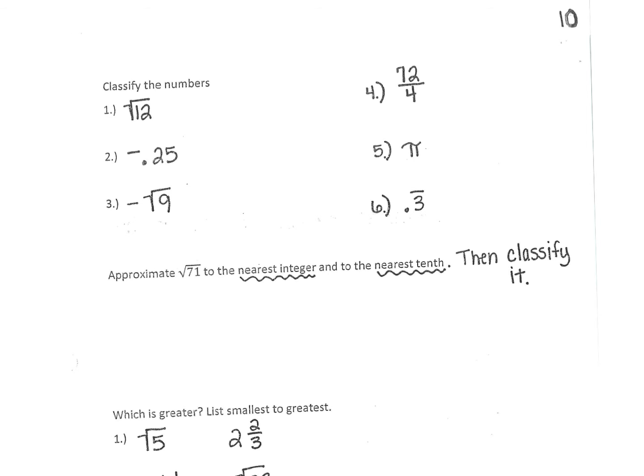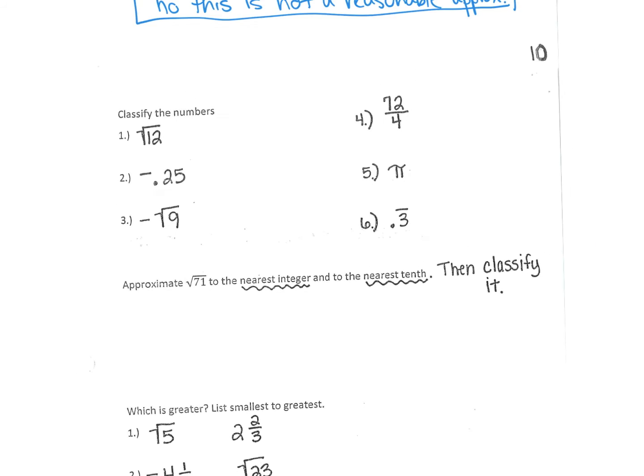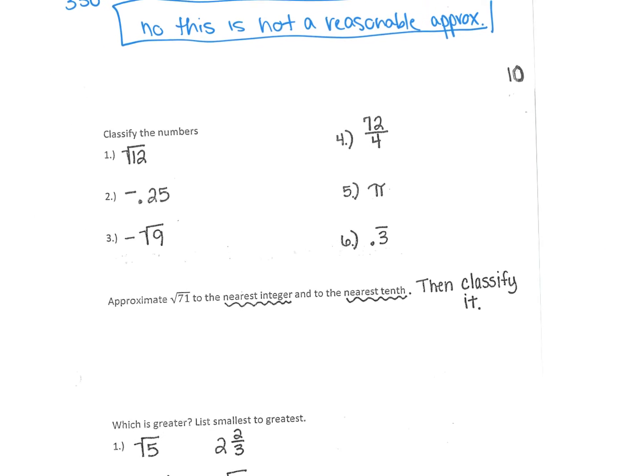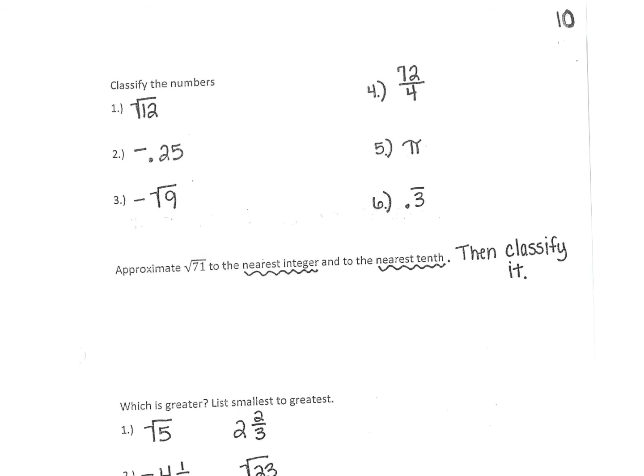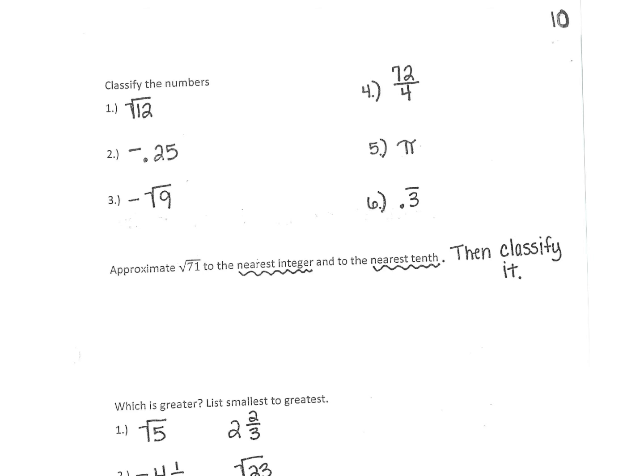So let's classify these numbers together. Oh, I can't get it to turn, guys, so this is what it is. Sorry, it's a little crooked. All right, so we have the square root of 12. Well, the square root of 12 is going to give us 3.4641... So we need to classify what this number is.